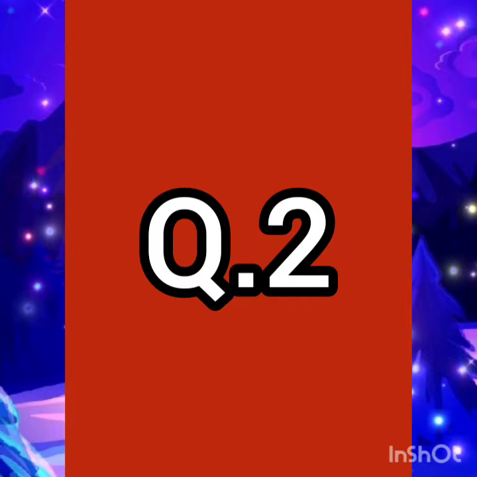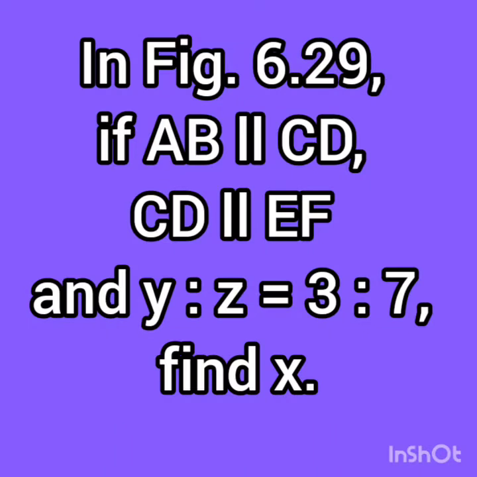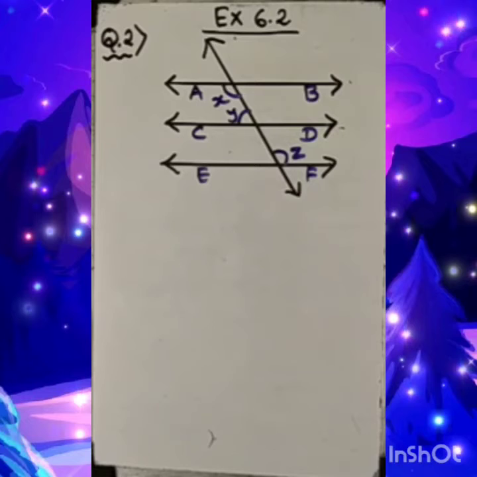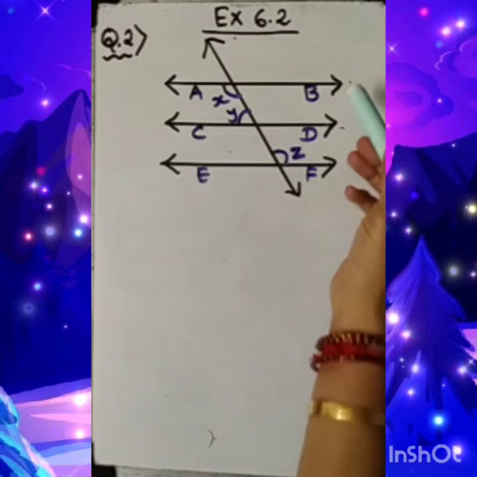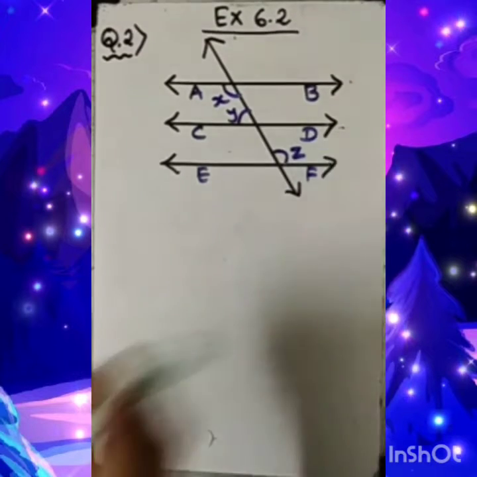My dear student, exercise 6.2, question 2 says: in the figure, if AB parallel CD and CD parallel EF and y is to z equal to 3 is to 7, find the value of x. Now dear student, the figure is on your screen. You can see here AB line is parallel to CD. What are we given?